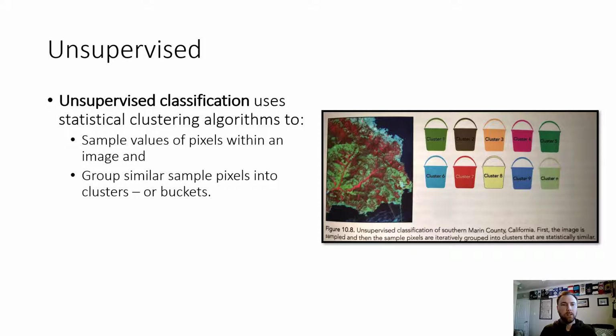Unsupervised classification uses statistical clustering algorithms to sample values of pixels within an image and group similar samples into clusters or buckets. So the key thing I want you to take away from this is the term statistical clustering algorithms. Essentially, with unsupervised classification, you're trusting the computer to make the decisions for you without any sort of oversight, hence the name unsupervised. So more or less the various statistical methods, and there are multiple statistical methods, it's not just one, will look at the pixels and then make a determination based on the spectral signature and the proximity to one another, which bucket or cluster to put the pixels into.